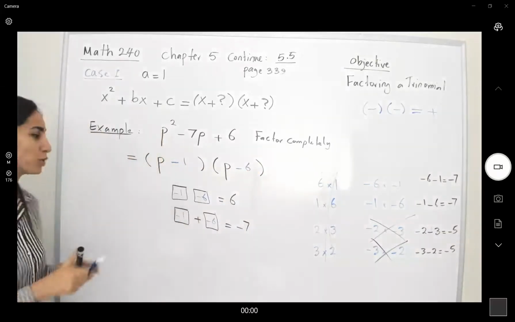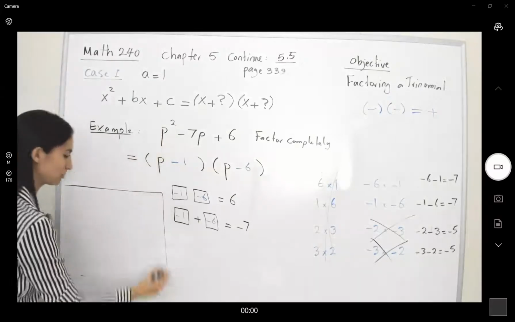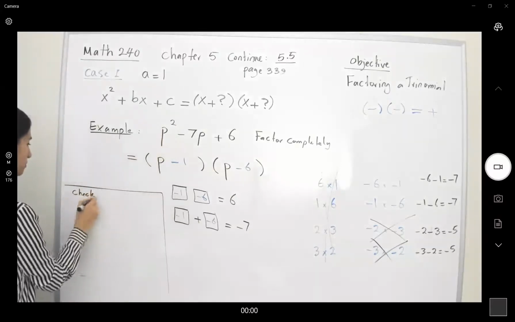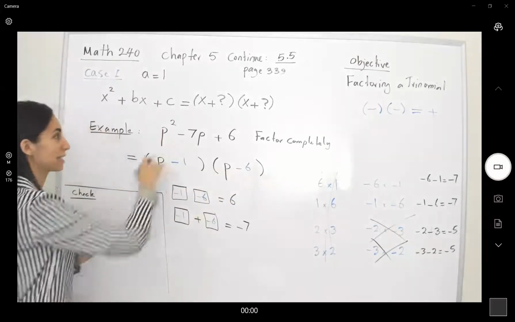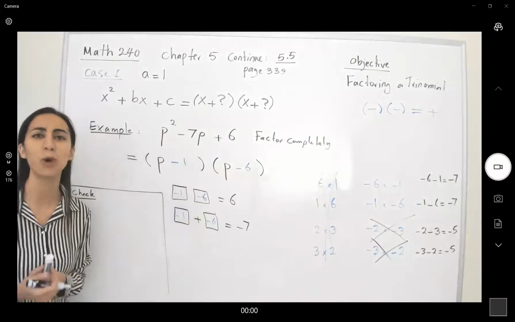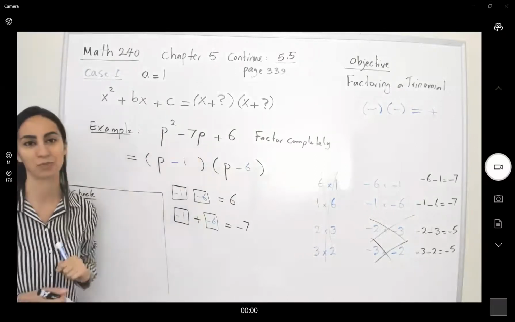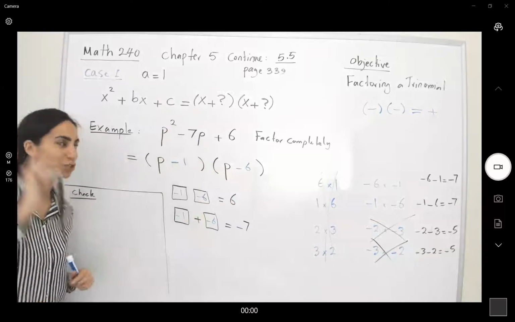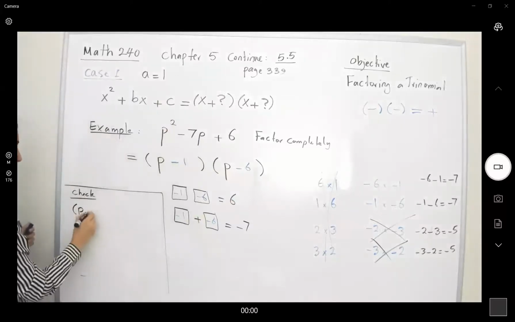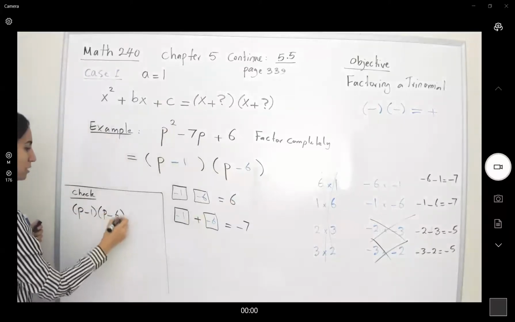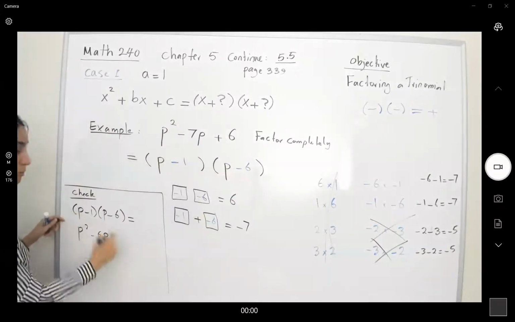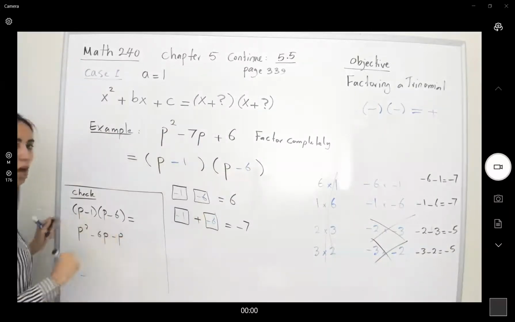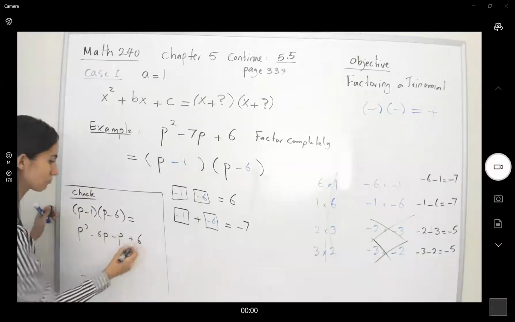We can check our work. By checking, it means that we are multiplying this back and getting the trinomial itself, the quadratic expression, the expression with exponent 2. Very well, I have p minus 1, p minus 6. So p times p, p squared, p times negative 6, minus 6p, negative 1 times p, negative p, and negative 1 times negative 6, positive 6.